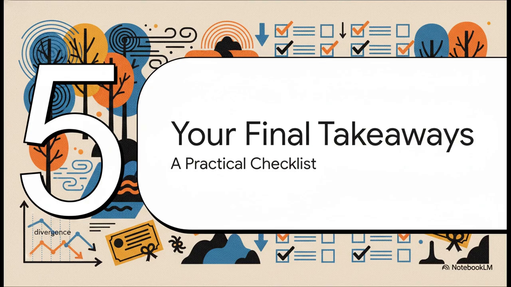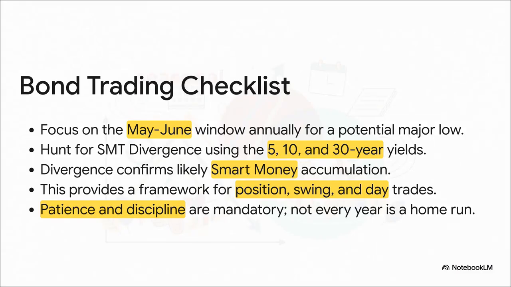All right, so we've covered a ton of ground. We've talked about the concept, the confirmation, the step-by-step process, and we've even looked at the historical proof. So let's boil it all down into a simple checklist you can take away from this. Okay, let's lock this in. Here's your final checklist. First, every single year, circle May and June on your calendar. That's your window for a potential major low in bonds. Second, your confirmation tool, your silver bullet, is that interest rate SMT divergence between the 5, 10, and 30-year yields.